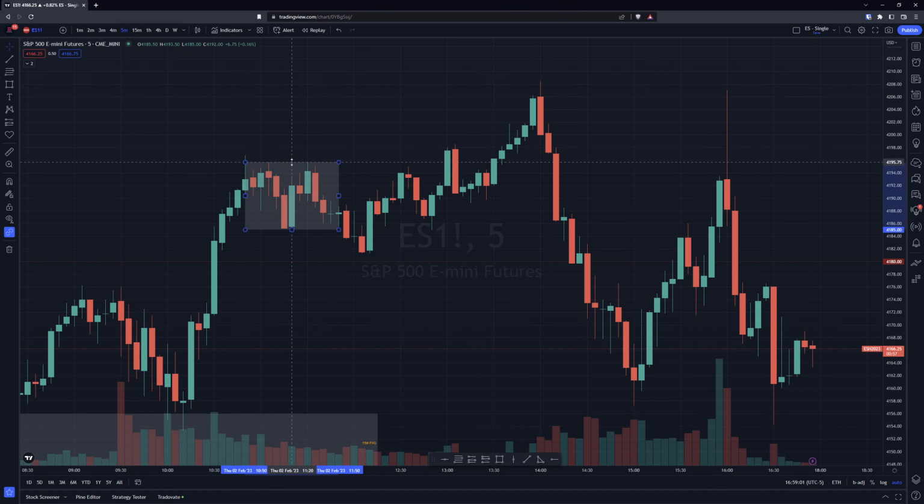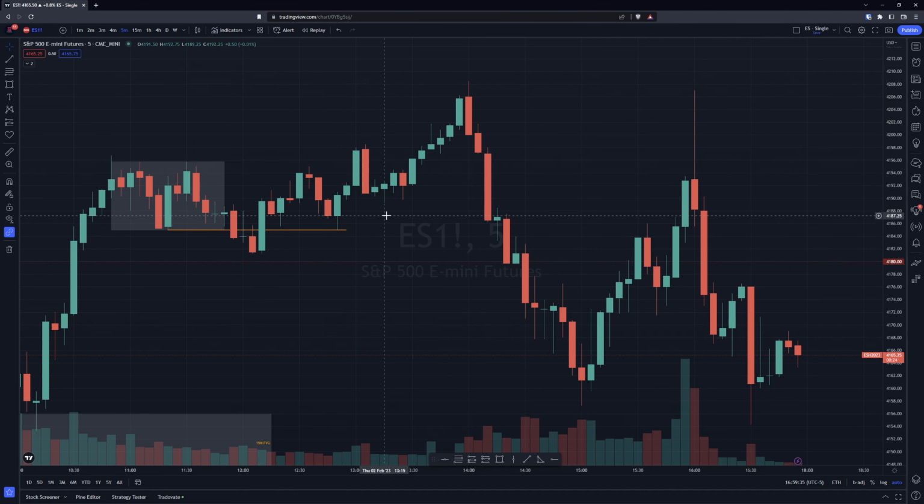So this would be like the accumulation for before lunch, and then let's draw a trend line here. Sorry. Let's draw a trend line here. And that is where we ended up entering. 12:50, right before lunch ended. So I would say a little risky, and that's why I just scalped it. I got out in like 5 minutes.